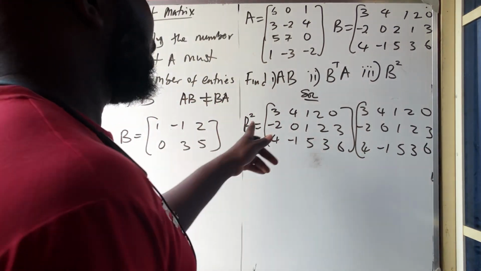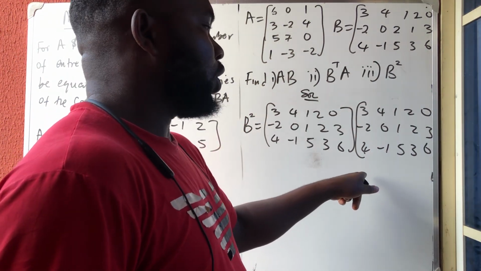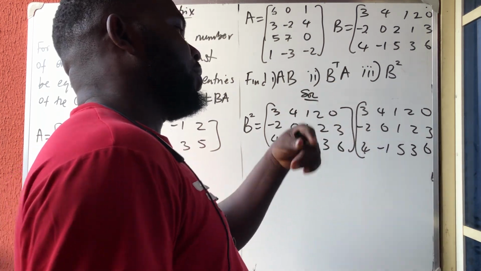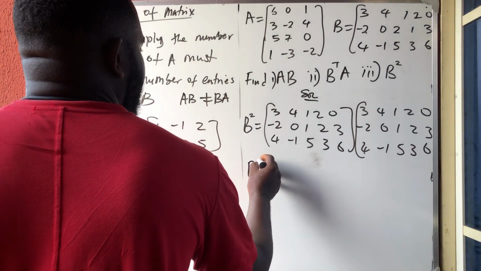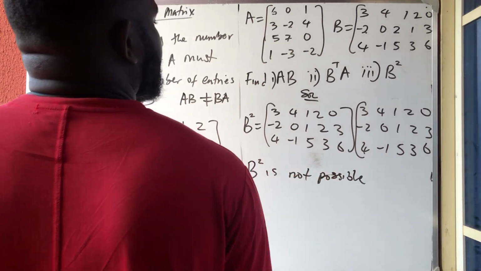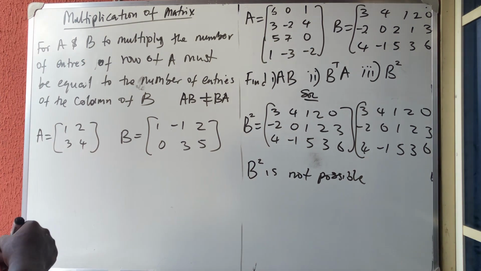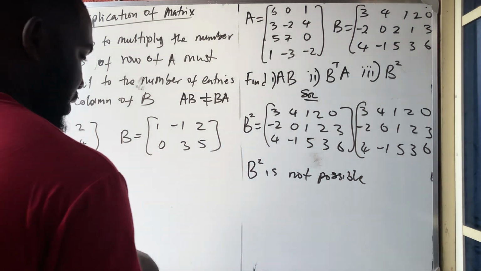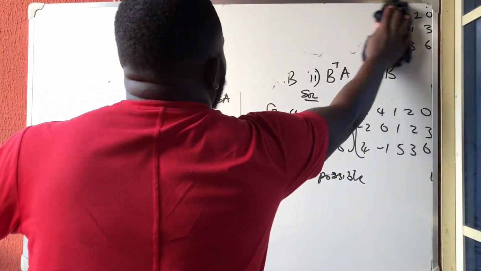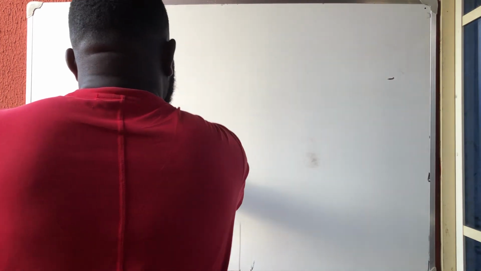So let's check if it's possible. The rule here is 4. Multiplying the column here, 3 is not possible. 3 times 3, 4 times this, 2 times it. What about 0? So it's not possible. So therefore, B squared is not possible. Okay? For this particular one, but there are some cases where the squared is possible. But for this particular one, the squared is not possible. So that is that about multiplication of matrix.